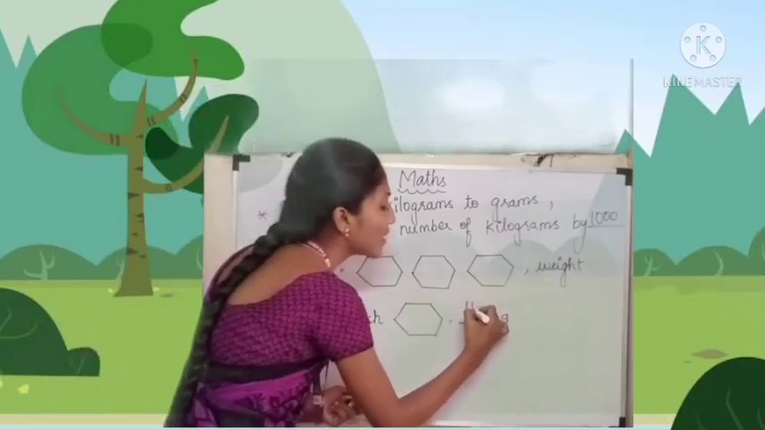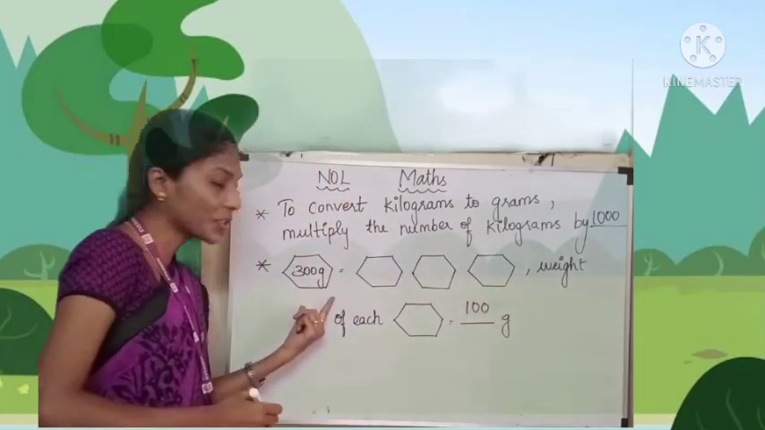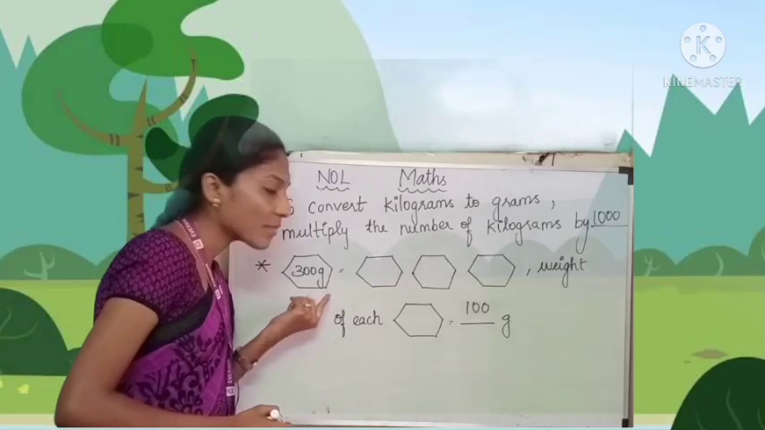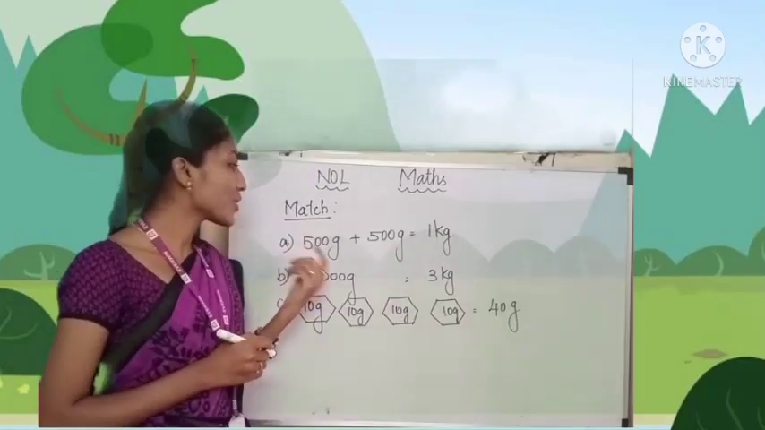So it is 100 gram. 100 gram plus 100 gram plus 100 gram, which is equal to what, children? 300 gram. So each weight refers to 100 gram. Yes, next match the following.